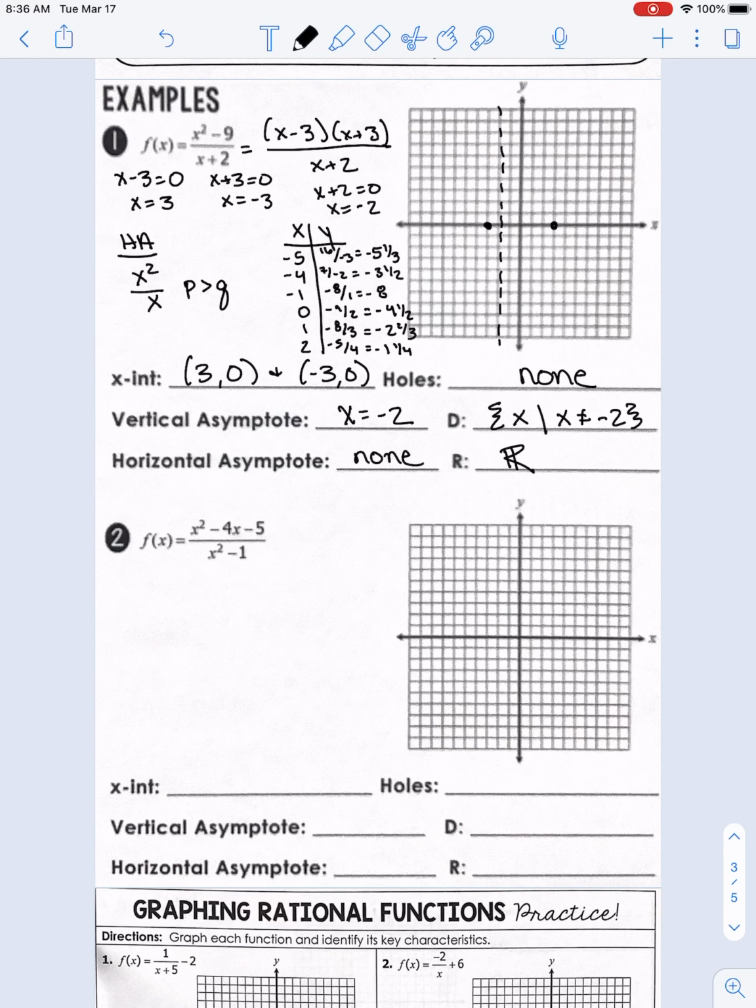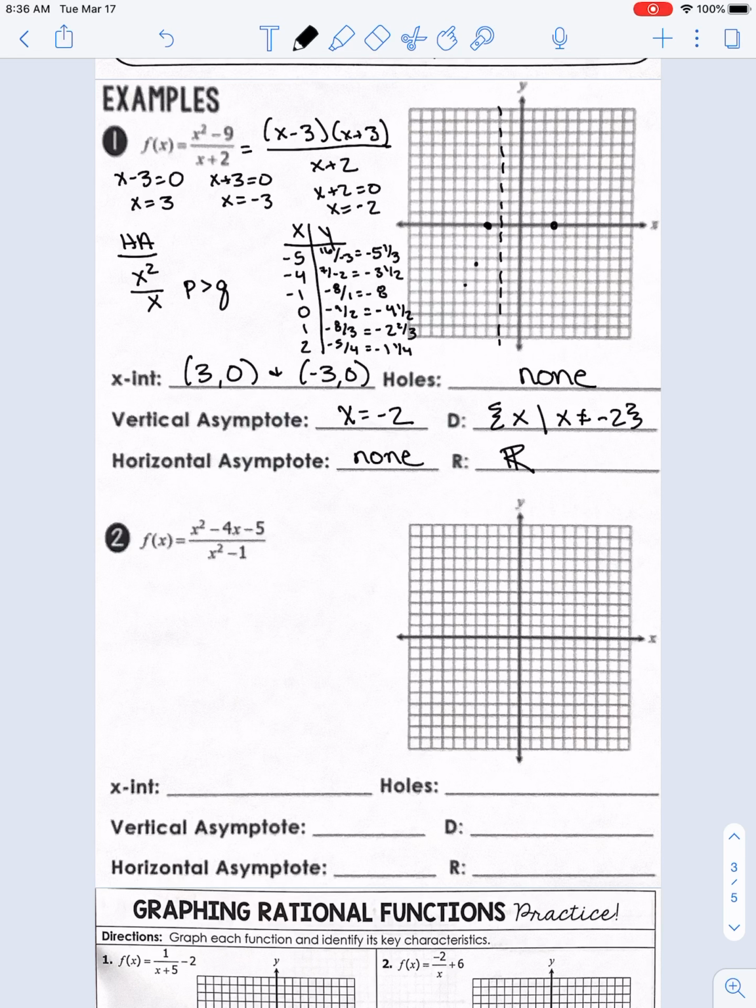So I can plot some of these points now. If I go to negative 5, 1, 2, 3, 4, 5, and down 1, 2, 3, 4, 5 1/3. It's about there. To negative 4, 1, 2, 3, 4, and negative 3 1/2, 1, 2, 3 1/2. Negative 1.